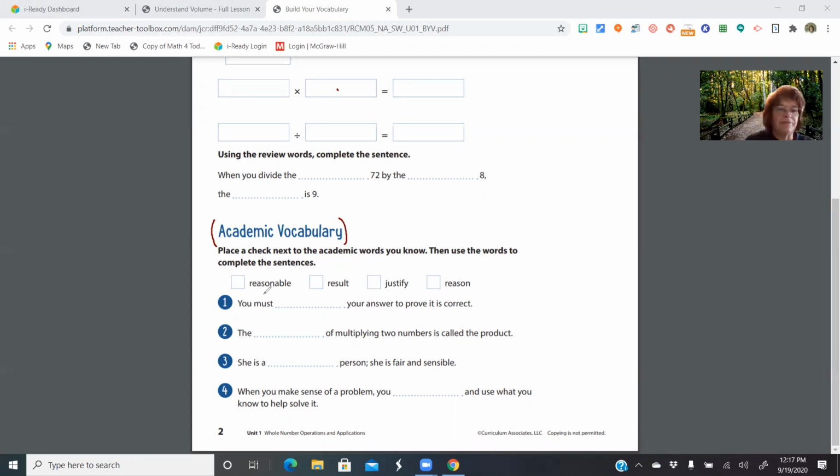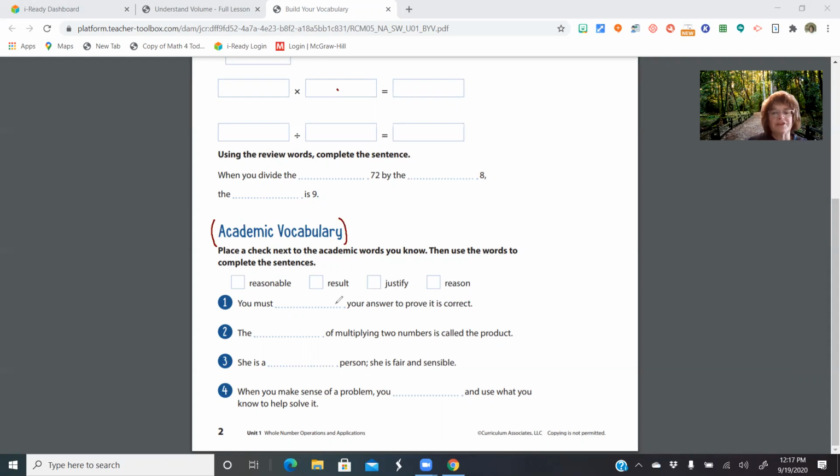Let's go to number 1. You must blank your answer to prove it. Well, let's try some of these. You must reasonable your answer to prove it is correct. I don't think that's right. You must result your answer to prove it is correct. That's probably not right. You must justify your answer to prove it is correct. That could be the answer.